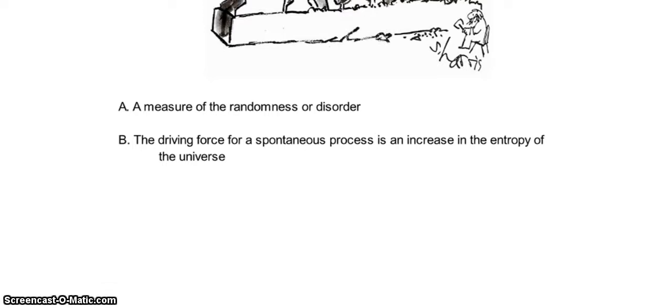Wood burns spontaneously in an exothermic reaction to form carbon dioxide and water, but wood is not formed when carbon dioxide and water are heated together. At temperatures below 0 degrees, water spontaneously freezes, but at temperatures above 0 degrees, ice spontaneously melts. So it all has to do with this idea of disorder, spontaneity, entropy. So let's turn to the next page.